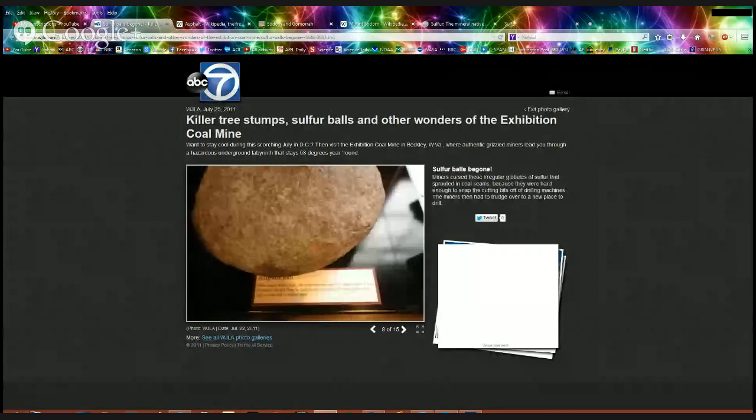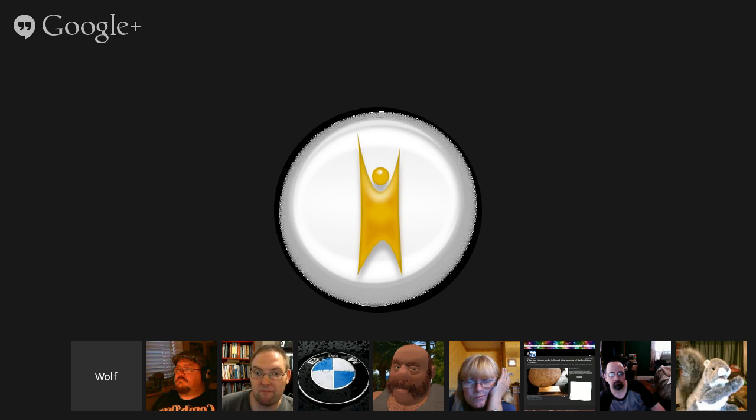Yes. That's a sulfur ball, and that's actually at an exhibit at ABC Gallery. It's talking about a mining exhibit, and it says, "Sulfur balls be gone. Miners cursed these irregular pools of sulfur that sprouted in coal seams because they were hard enough to snap the cutting bits of machines. The miners then had to trudge over to a new place to drill." That's a real sulfur ball.